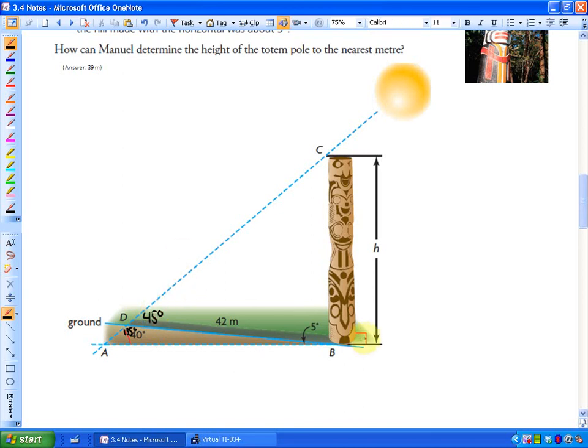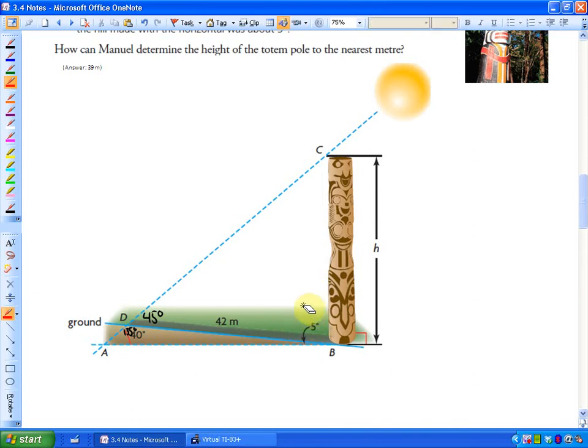As we have this right angle right here, let me also indicate in another red here that this must also be a right angle. And what you might notice is that we've got a 5-degree angle within that right angle. So that angle right there has to be the 90-degree angle minus 5 degrees, so that would be 85 degrees.